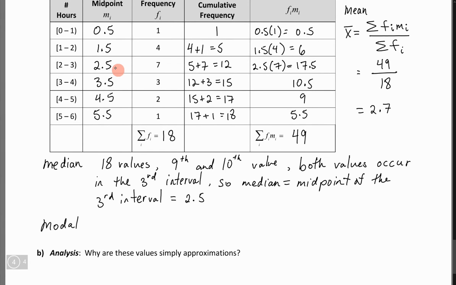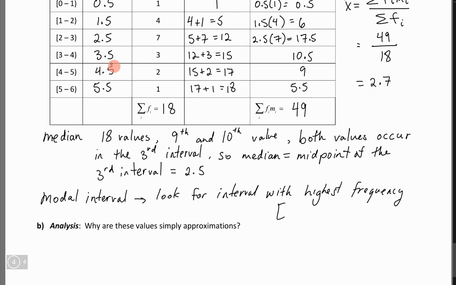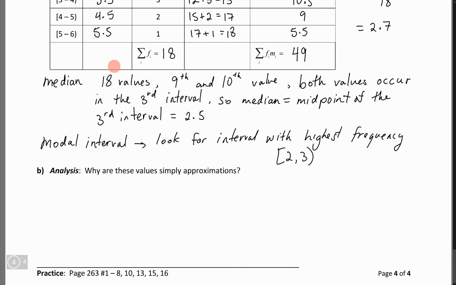What about the mode? When we talk about the mode, we're looking at the modal interval. Which interval had the highest frequency? So look for the interval with the highest frequency. If we look back at our table, you'll notice the interval with the highest frequency is that 2 to 3 hour interval because it has 7 children who said that they watched 2 to 3 hours of television. So this is going to be the 2 to 3 hours interval.